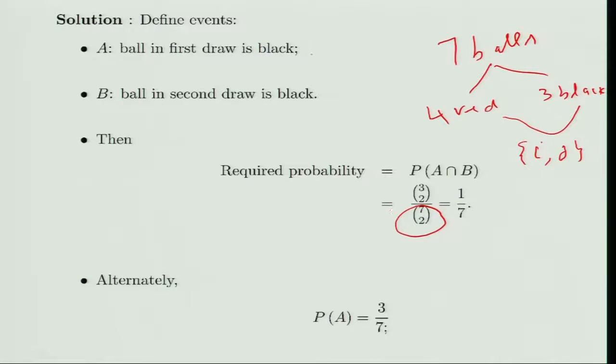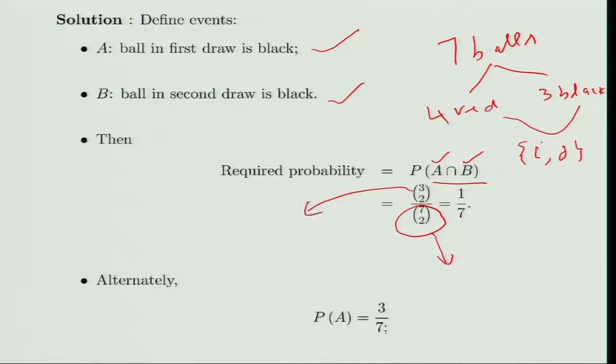So I define event A to be the first ball in first draw is black, B to be the event that ball in second draw is black. Then the required probability is A intersection B, which is probability that first draw also I get a black ball, second draw also I get a black ball. So since the experiment has been performed at random, all the 7 choose 2 outcomes are equally likely. So that is the total number of cases in the equally likely probability model.